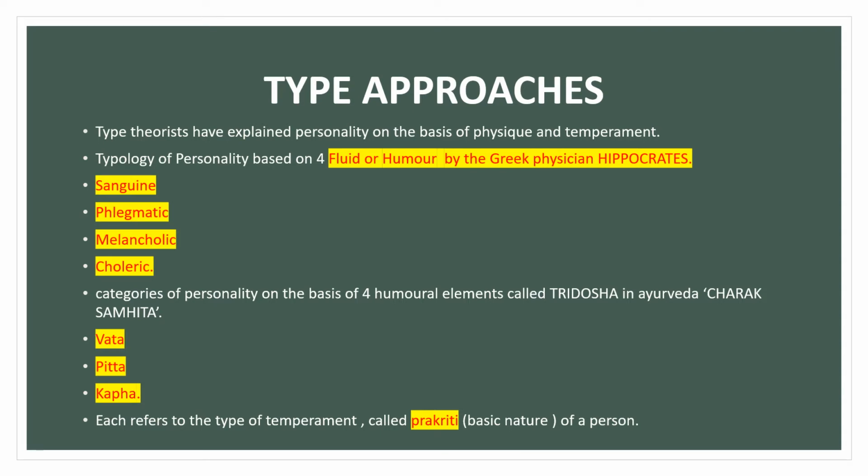Charak, the father of Indian medicine, in his book Charak Samhita, gave a humoral classification of personality, that is Prakriti, during 200 BC. These humors were wind, that is Vat, bile, that is Pitta, and phlegm, that is Kapha, which constitute the three dosha Prakriti.